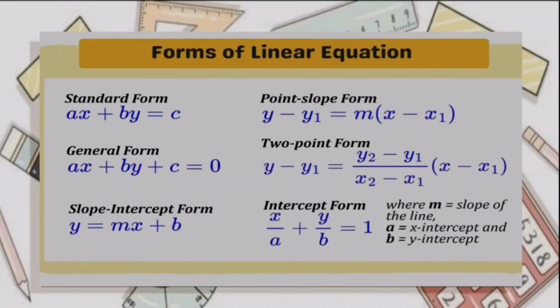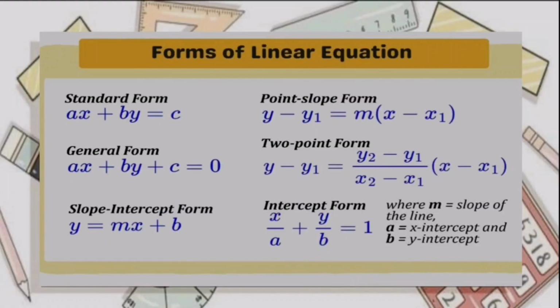Third one is slope-intercept form. Y is equal to mx plus b is the formula, meaning m is equal to slope, the steepness of the line. B is equal to y-intercept, where the line crosses the y-axis. Use, easiest to graph, directly shows slope and intercept.